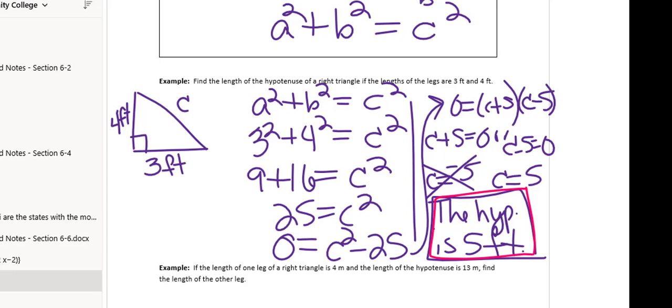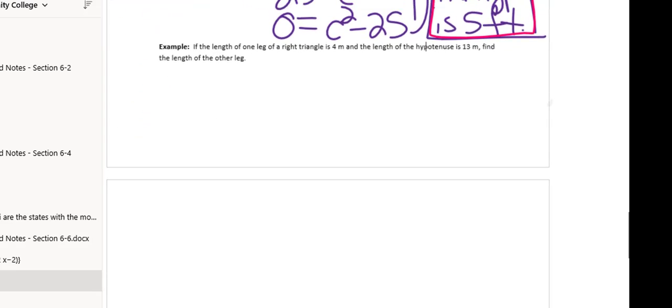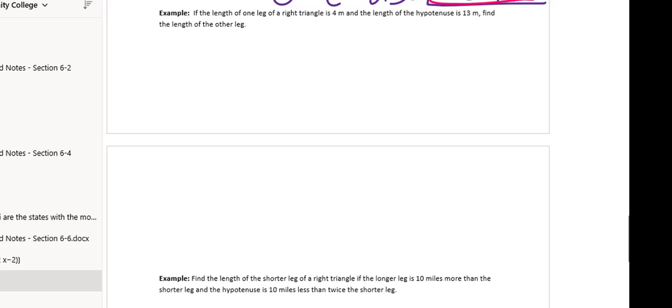All right, so it's an example of using the Pythagorean theorem to solve a word problem. All right, let's go on to the next example. 2 more left. Let's do one more and then we'll take a break. All right. If the length of one leg of a right triangle is 4 meters and the length of the hypotenuse is 13 meters, find the length of the other leg.